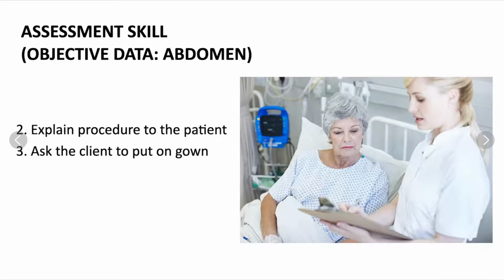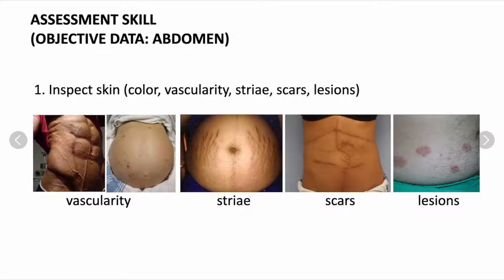Next would be the assessment scale. You could explain the procedure to the patient. So we see the nurse explaining the procedure and asking the client to put on the gown. Next one, we inspect the color, vascularity, striae, scars, and lesions of your patient.